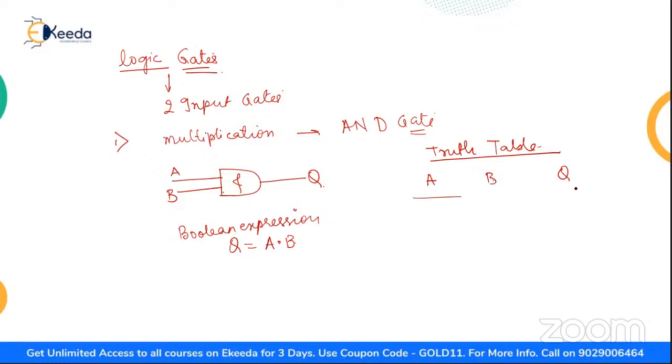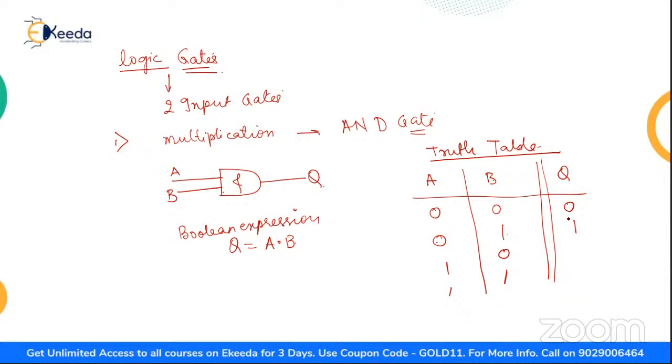So binary inputs are like this. This is output. 0 1 0 1, 0 0 1 1. And operation: 0 into 0 is 0. 0 into 1 is 0. Sorry, 1 into 0 is 0. 1 into 1 is 1.